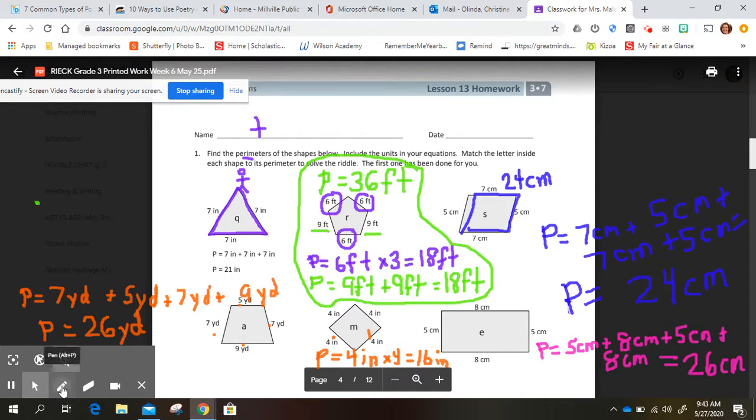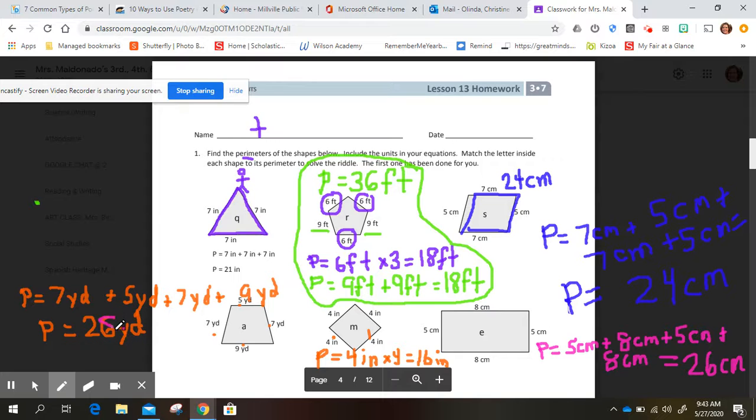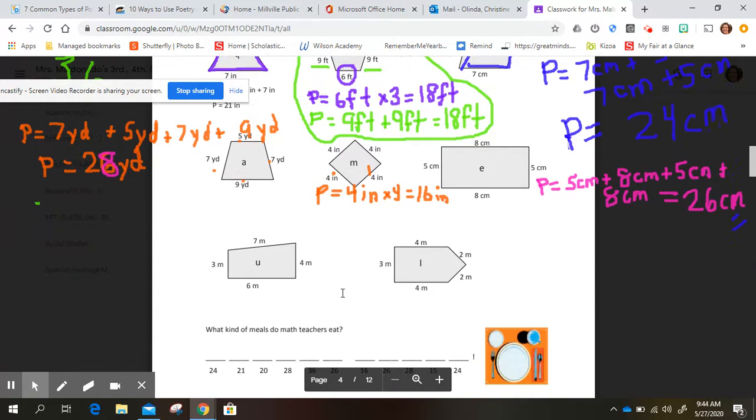Whoa, we made a mistake here. This is not 26. This should be 28. 7 plus 7 is 14. Plus 5 would be 14, 15, 16, 17, 18, 19. Plus 9 would be 28. Sorry about that, guys. That would be 28, not 26. All right. Let's just go back and fix that. Make sure this one is 28, not 26. I added wrong. Now I have to move up a little bit.